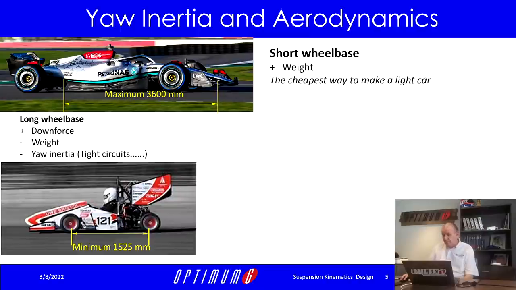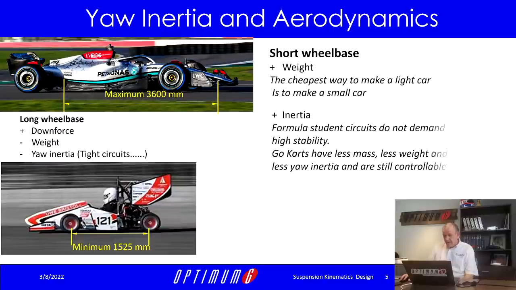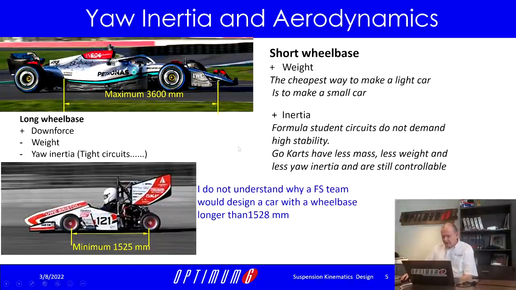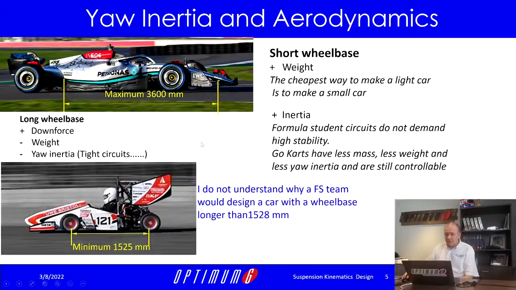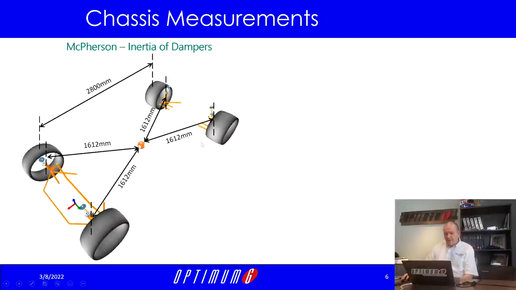First, the weight, because the cheapest way to make a light car is to make a small car. And then the inertia. In Formula Student, circuits do not demand a high stability, but they demand a lot of response. And the best proof of that is that you have go-karts, which are way smaller and way lighter, and the driver can still maneuver the car with good confidence. So that means that for a Formula Student, your inertia has to be at the minimum. I do not understand why a Formula Student team would design a car with a wheelbase longer than 1528. I'll give you 3 millimeters more, just for safety, or just to be sure you are passing the rules, the technical inspection.